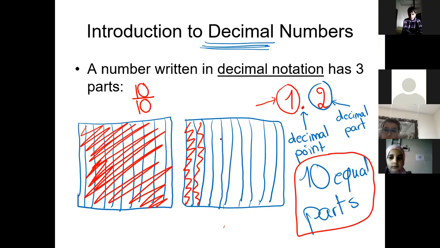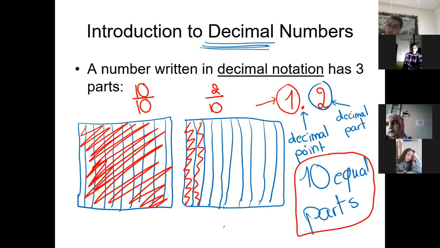In the second one, how many parts did we color? 2 out of 10. Excellent. Bravo. So, in the first square, we colored 10 parts out of 10, whereas in the second one, we colored 2 out of 10. The denominator is always 10 because we are talking about decimals. Okay?